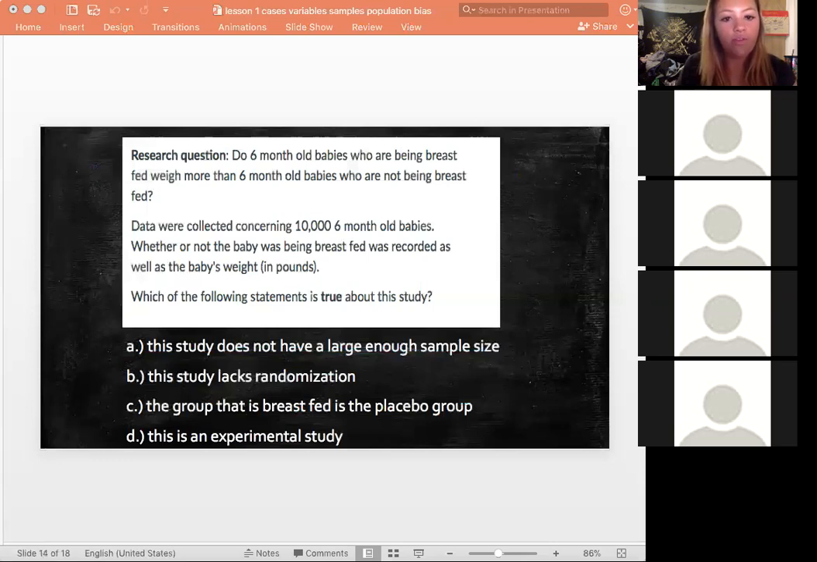Go ahead and read through these options A through D, and participate by putting the answer you think it is into the chat box. After a little bit, when you respond, we will go over the question, and then you can ask questions about it. Go ahead and try this one out, and then we will go over it together.